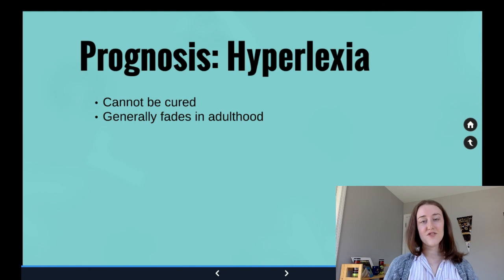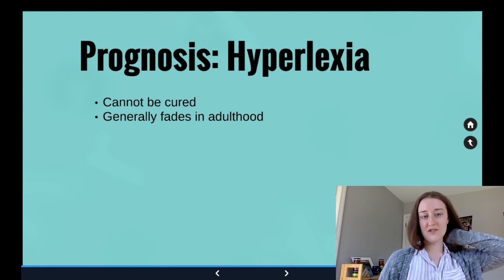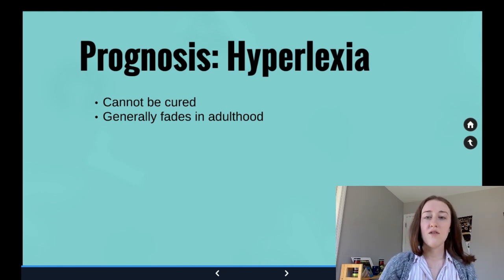And then the prognosis for hyperlexia also doesn't have a cure, but unlike dyslexia, it generally fades into adulthood. So, in most cases, it'll fade out as the child gets older, into their teenage years. But there are still many struggles that they'll definitely face throughout their childhood, with reading comprehension being the main issue.